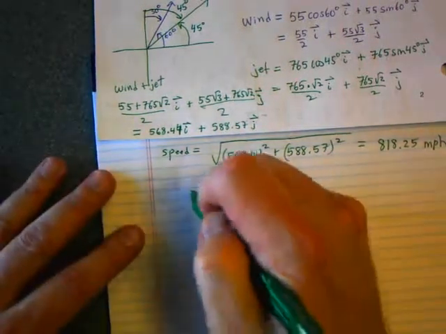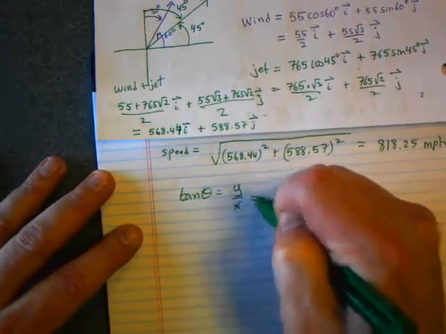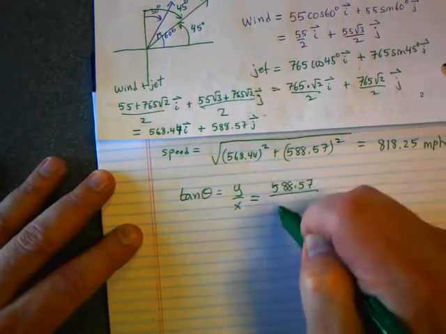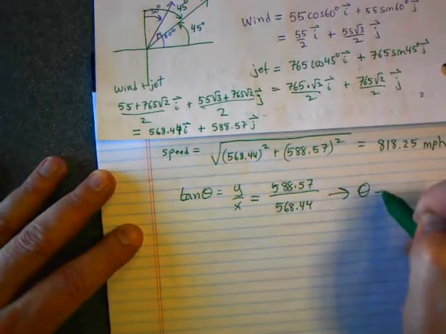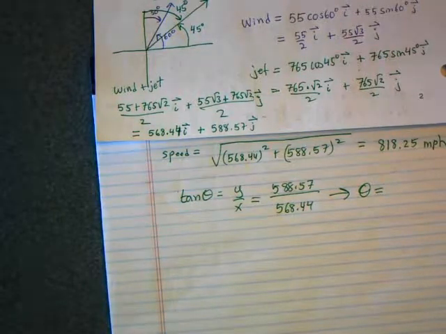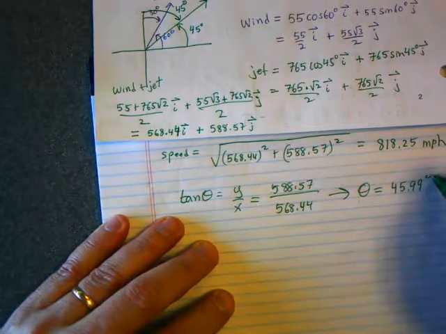To find the direction, we use tangent theta is y over x. So that's going to be 588.57 divided by 568.44. And then we do tangent inverse. So again, you can punch the buttons. 45.99 degrees.